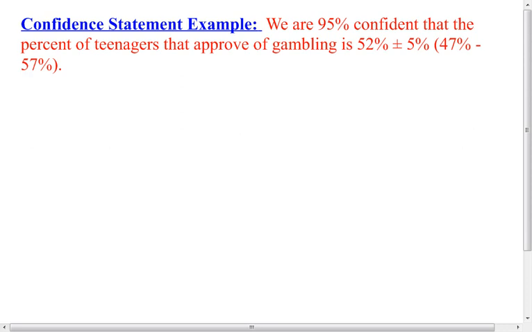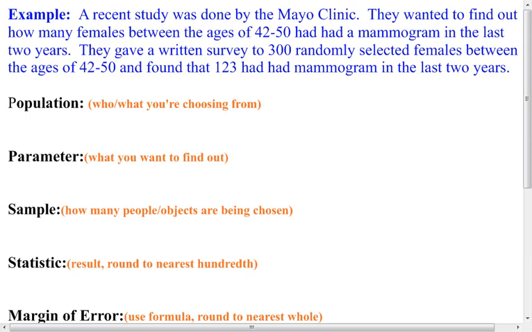Again, we are always going to use 95% in our class because that's the formula we'll use, but here's the standard form for a confidence statement. We always start out with, we are 95% confident, and then you always tell me what we're talking about, what our study is about, and then you give me the results, and you give me the margin of error in it. Okay, so here's an example of a study that was done, and if I want to report the results of this study, I am going to do it in one sentence that gives me all of the information that I need about this study.